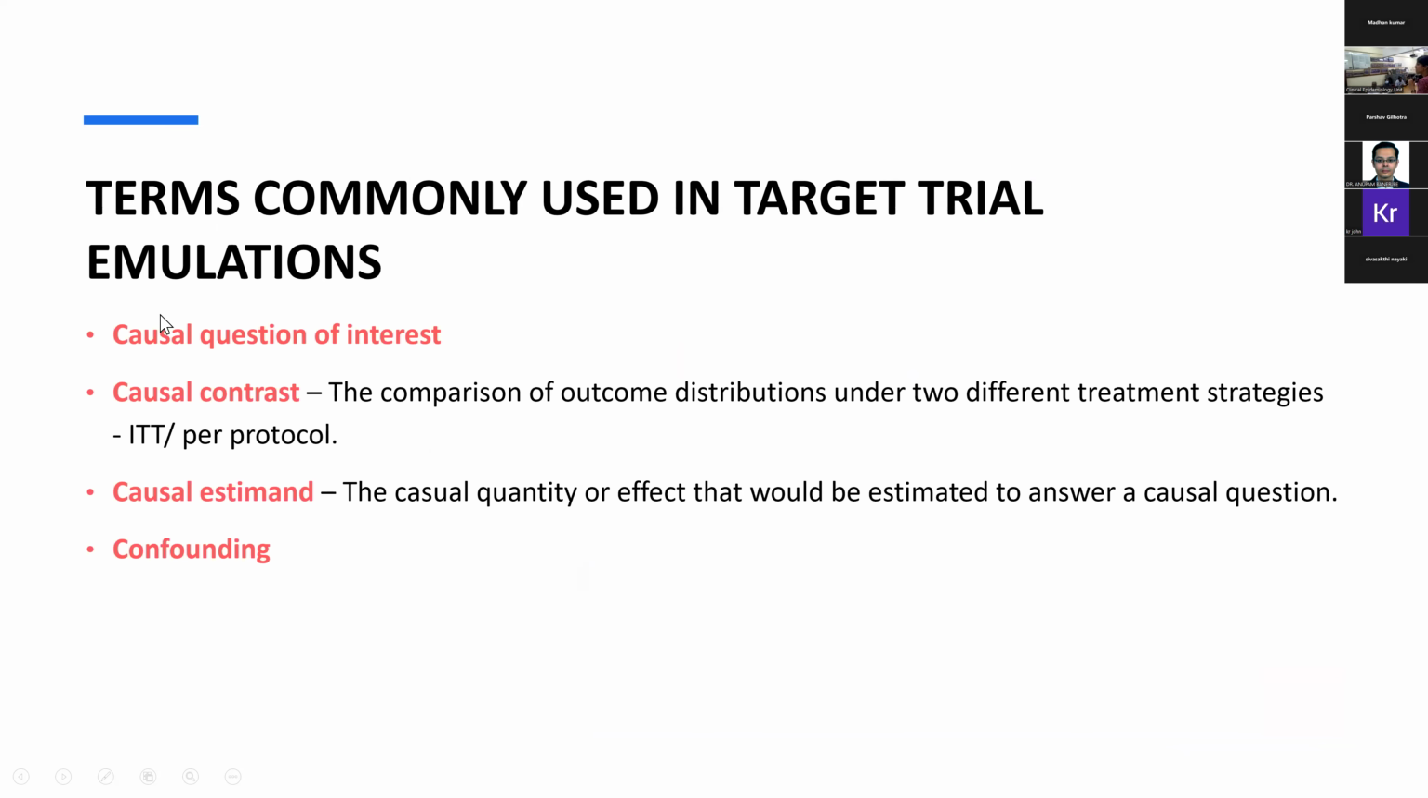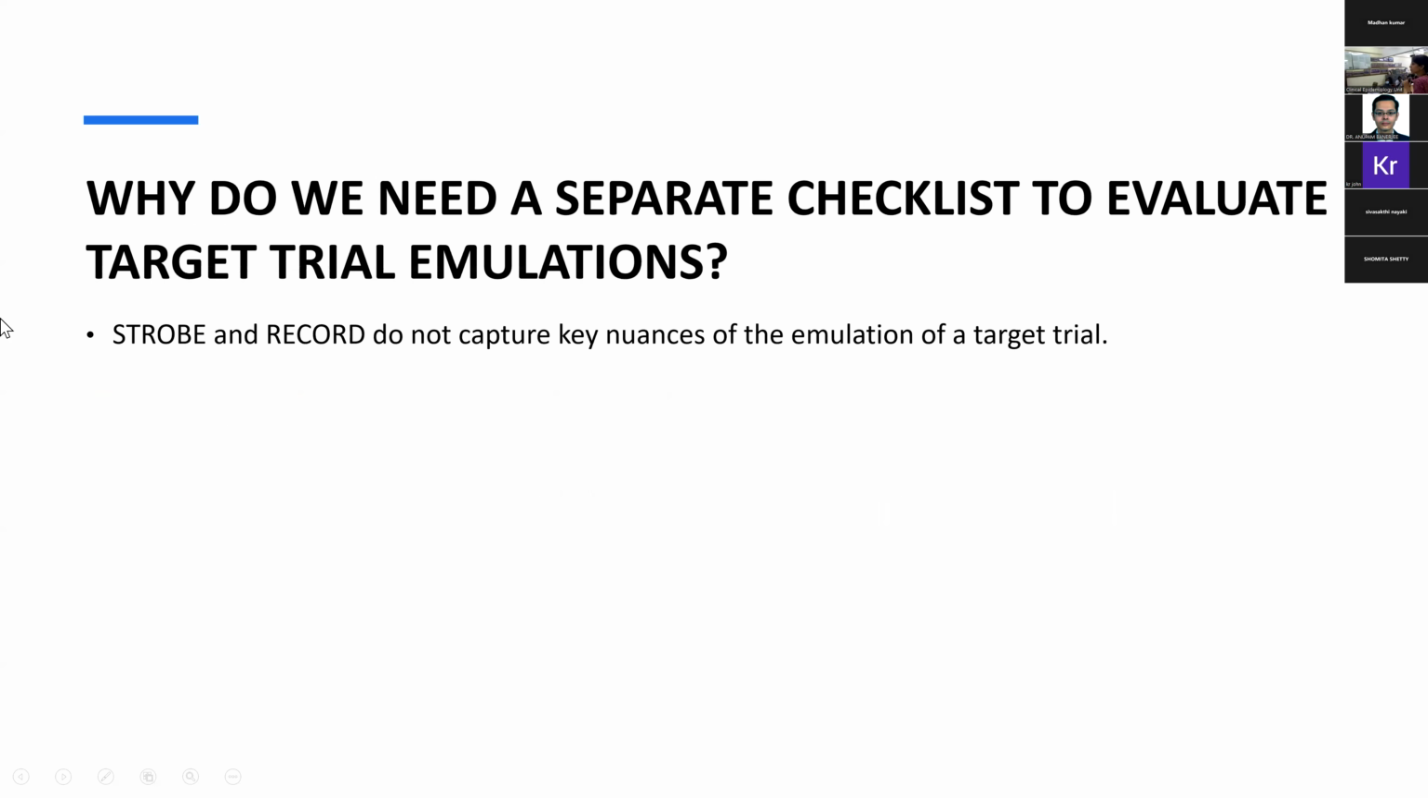Now, some terms that we commonly use in target trial emulations are causal question of interest, that is self-explanatory, it is just the question that you are asking. Causal contrast is different strategies that can be used to arrive at a particular result, like did you do ITT or did you do per protocol. Causal estimand is an effect that would be estimated to answer your question. It can be any effect, like is it relative risk that you are estimating, is it mortality that you are estimating, and confounding is again self-explanatory.